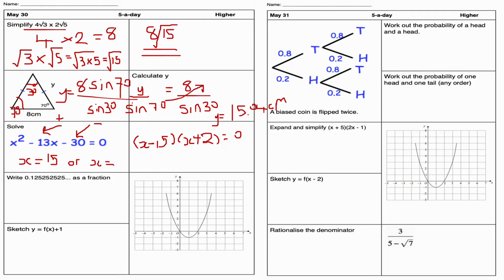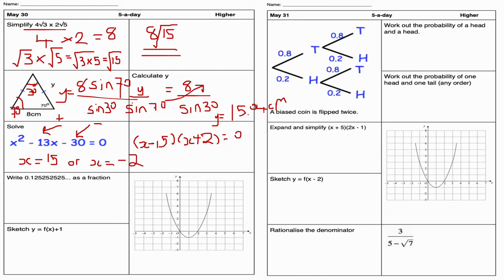Provided that x is negative 2 or x is positive 15, your answer will always equal 0, because by putting 15 in here, I get 0 times 17, which is going to be 0. If I have a negative 2, I get negative 17 here, and then I get 0. Anything times 0 is going to equal 0 by definition. Minus 17 times 0 is going to equal 0.